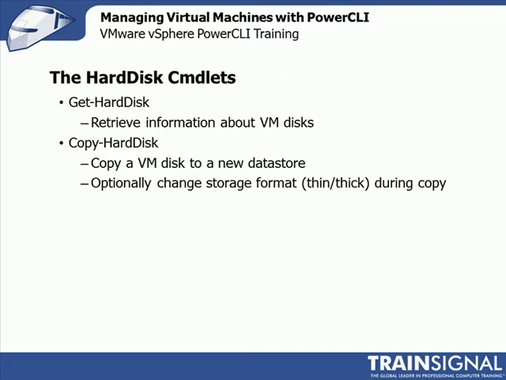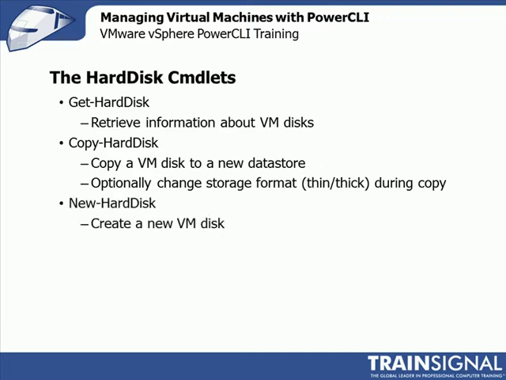You can optionally change the storage format. You could go from thin to thick during a copy. This storage format is basically whether or not, say you've got a 20 gigabyte virtual machine disk, if it is thin, then it's not going to take up 20 gigs on disk. It's only going to take up the amount of data that's actually in use. However, a thick virtual machine disk file is going to be exactly the same size as its nominal size. So a 20 gig VM disk would take up 20 gigs on your data store.